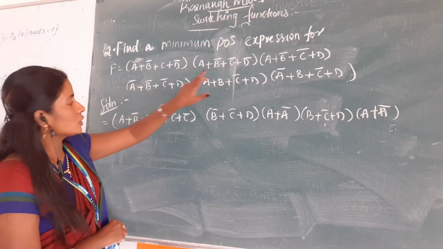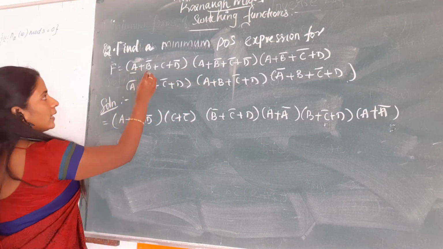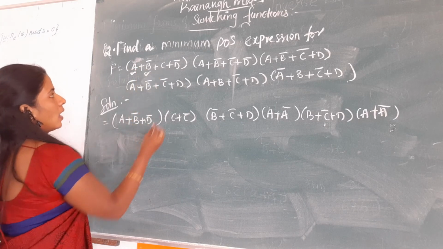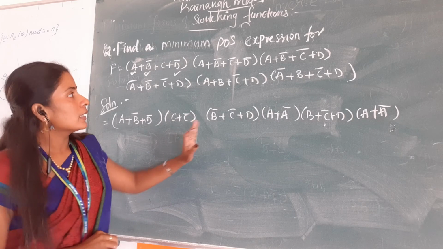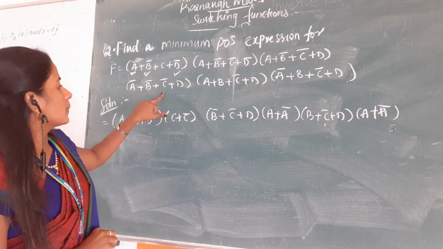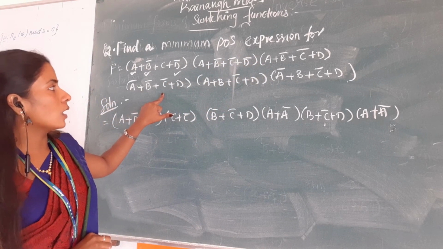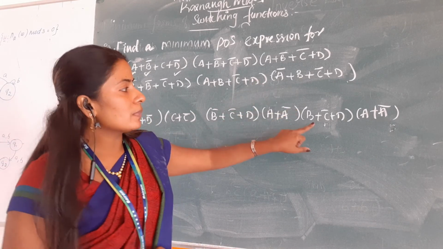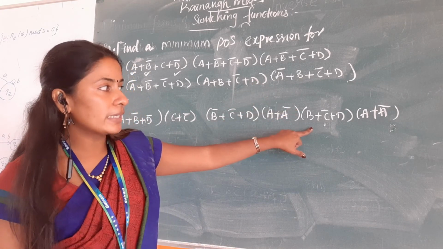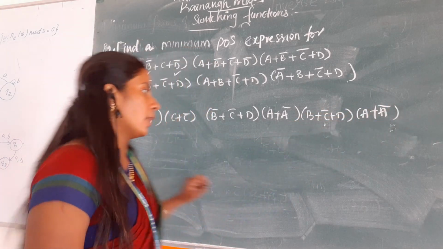Okay, see here the first two terms, A, B bar, D bar are common. So the remaining term is C plus C bar. In the next two terms, B bar, C bar, D are common. So remaining we will get A plus A bar. In the last two terms, B, C bar, D are common. We will get A and A bar.